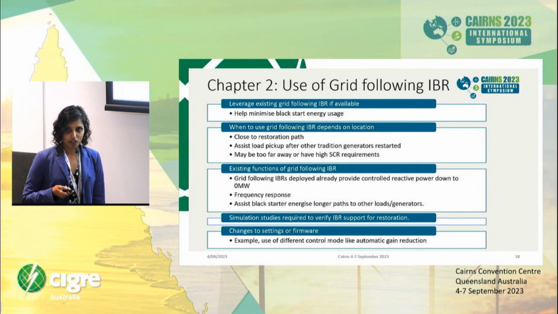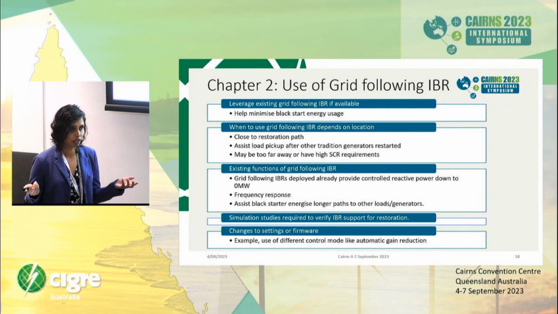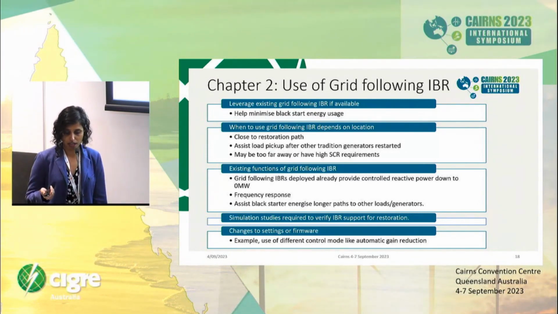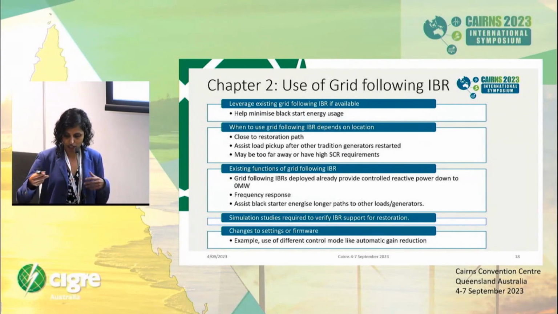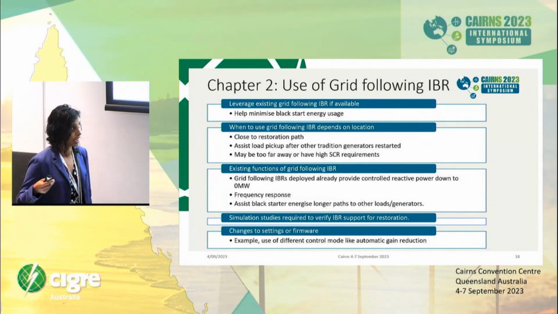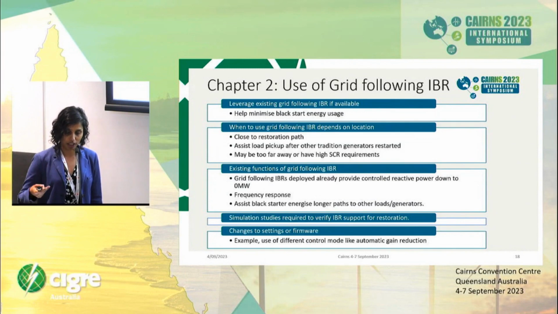In saying that, though, there are grid following plants that have been installed which can already provide dynamic reactive power control, even at 0 megawatts, so there doesn't have to be wind and solar resources available to make use of them. We could also consider these plants for frequency control if they have that functionality installed, but obviously there has to be wind and solar resources available to do that. But both of these types of functionality can assist in energizing longer paths and picking up more load.